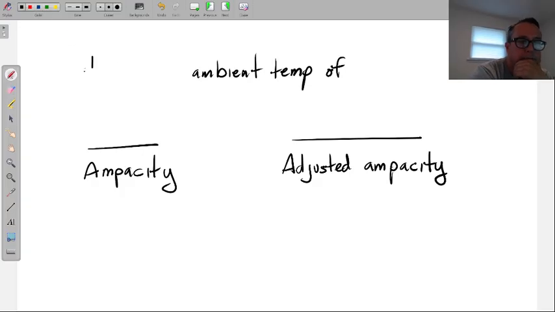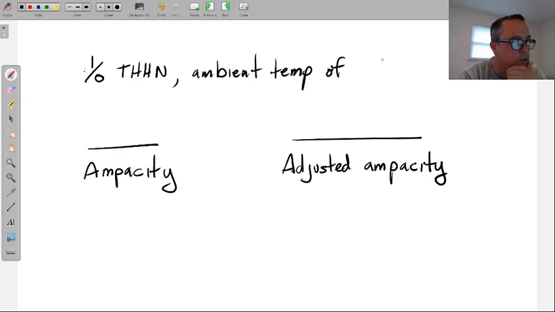In fact, let's change. Let's go with a 1/0. Let's go with THHN. And let's go with an ambient temperature of, actually, let's change it up a little bit. I get ambient temperature anxiety of picking the right number. 47 degrees Celsius. All right. So I'll pause here, let everybody try to figure this one out. Remember, find the ampacity first, find the correction factor, and then multiply.